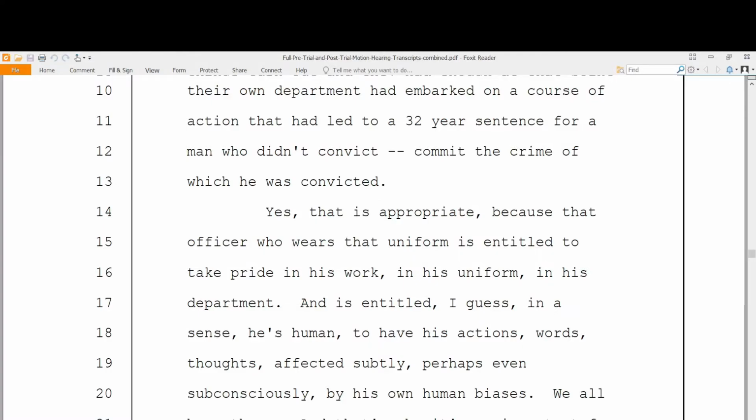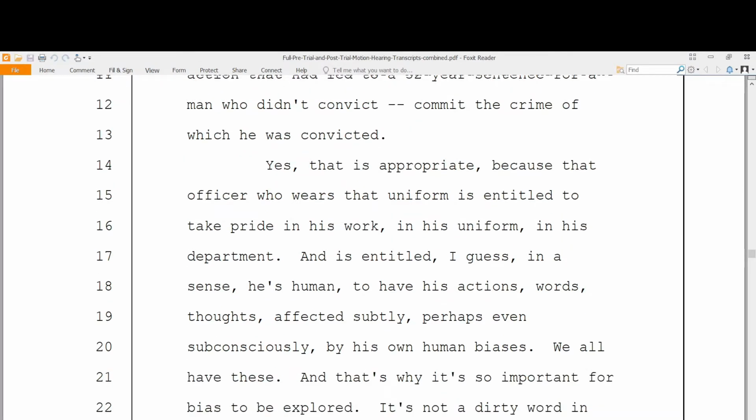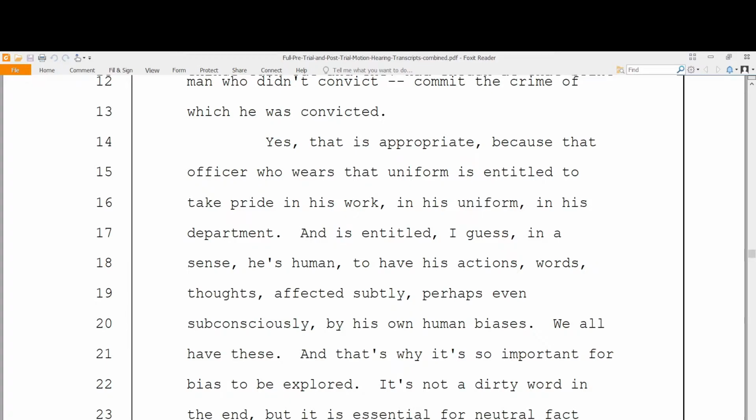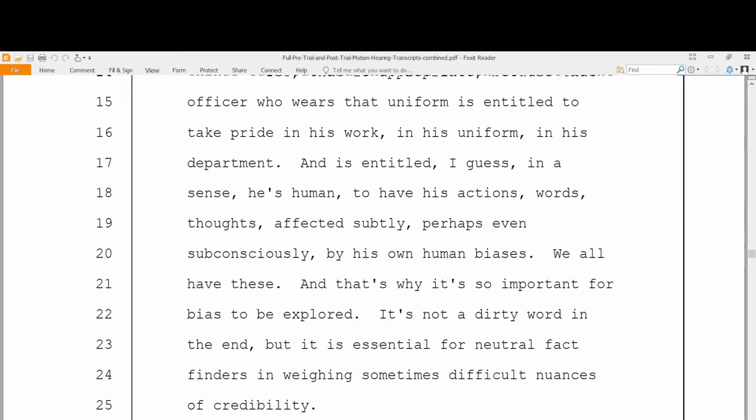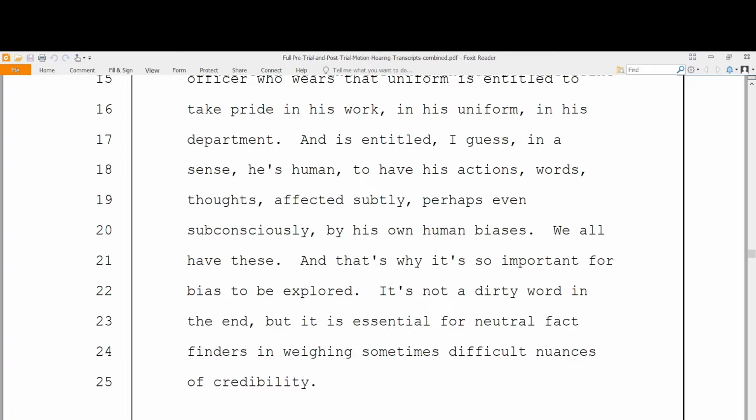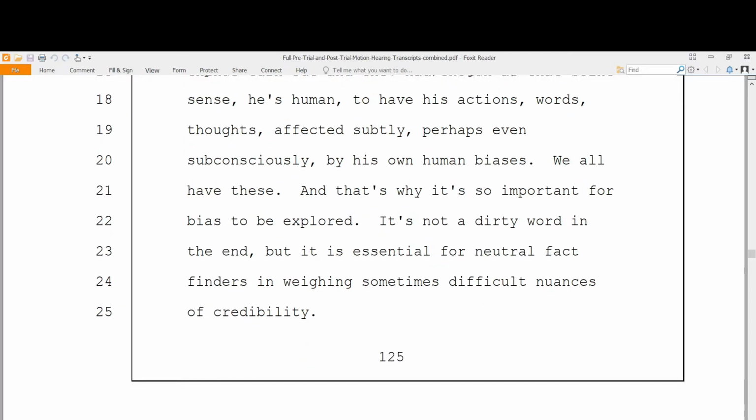Yes, that is appropriate because that officer who wears that uniform is entitled to take pride in his work, in his uniform, in his department, and is entitled, I guess, in a sense, he's human, to have his actions, words, thoughts affected subtly, perhaps even subconsciously, by his own human biases. We all have these, and that's why it's so important for bias to be explored.